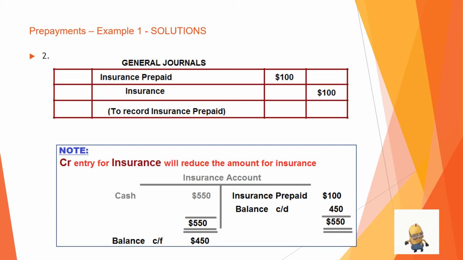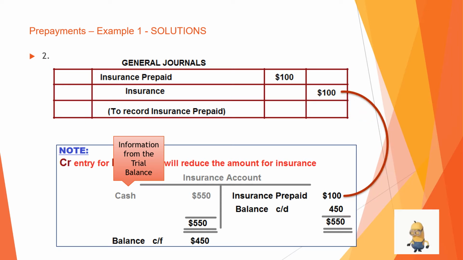If we have to construct the insurance account, it will look like this. The amount of cash 550 actually comes from the trial balance. So from the trial balance it shows insurance account 550. But according to these general journal entries, we credit insurance. Now in the insurance account, on the credit side we write down the name of the other account affected, which is insurance prepaid, and you write down $100. Therefore, when we calculate the balance carried down and the balance brought forward, the answer is 450. So therefore, in our neutral balance, we will be having insurance instead of 550, it should be 450.